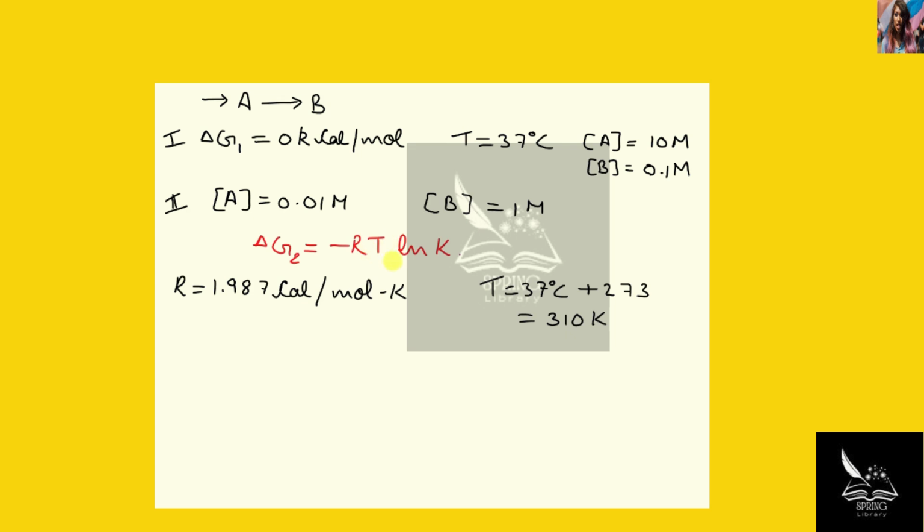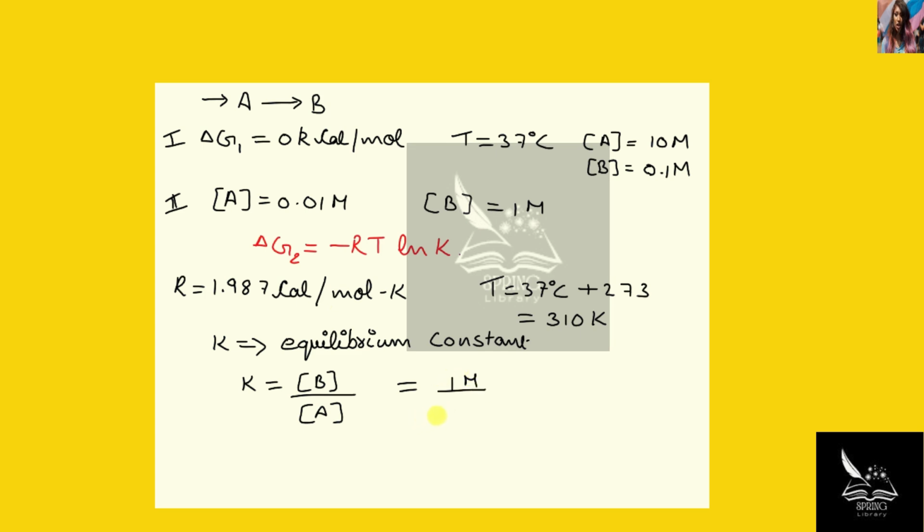So now let's put the values. Here K is the equilibrium constant, and K can be calculated using this formula: K is equal to the concentration of the product, which is B, divided by the concentration of the reactant, which is A. By putting in the values, the concentration of B is 1 molar and the concentration of A is 0.01 molar. By calculating it, we get 100.